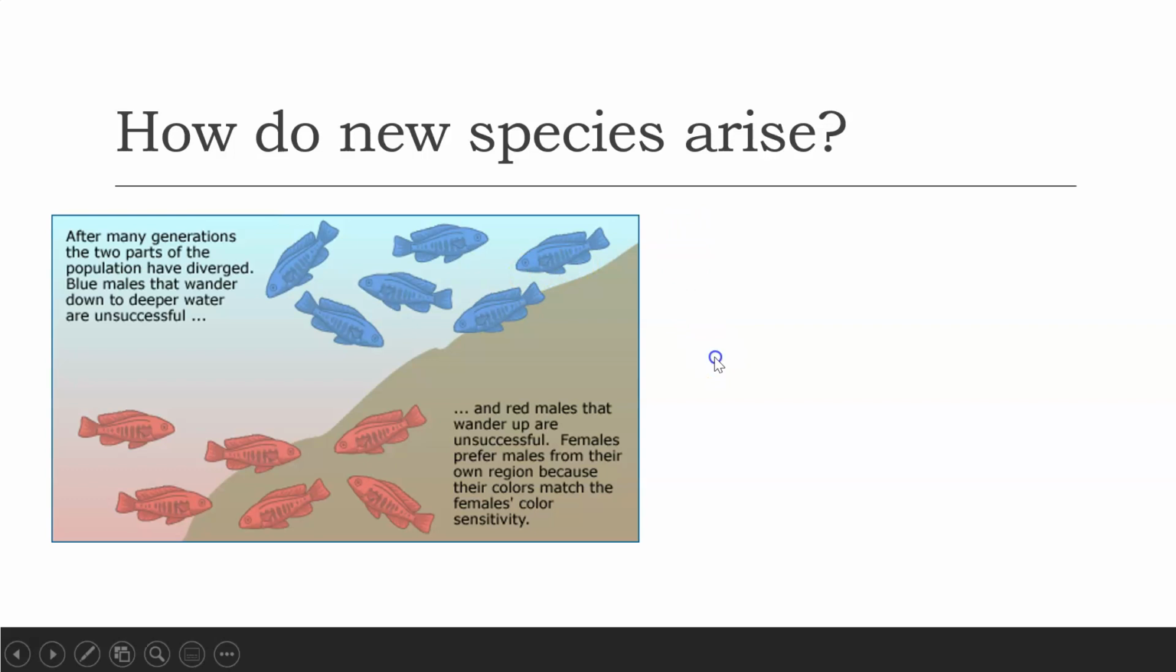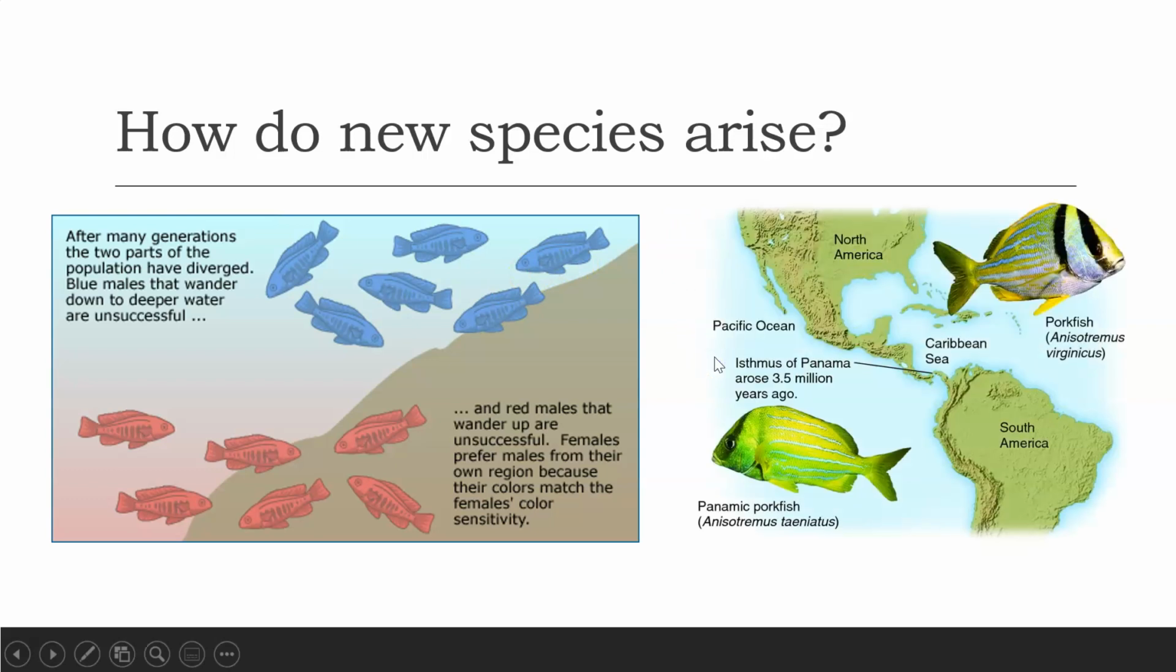It can also happen due to geography. This goes back to that parrot I talked about. They were once together, now they're apart, and evolved into a totally different species. These two different porkfish were originally part of the same species, but due to the Panama Isthmus showing up, they can no longer breed and became completely independent species.